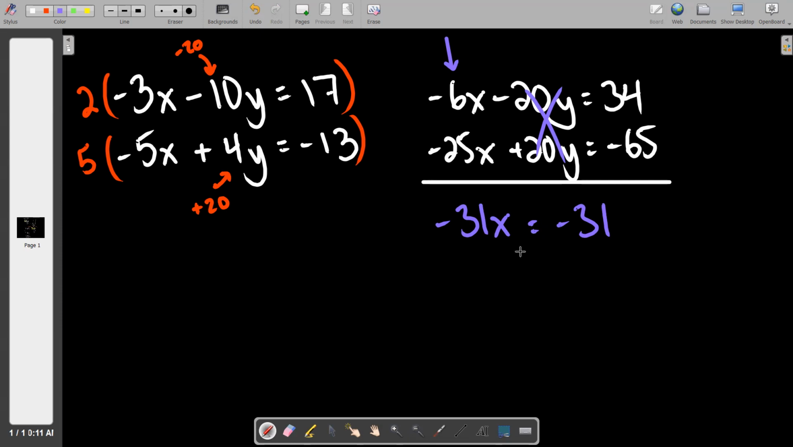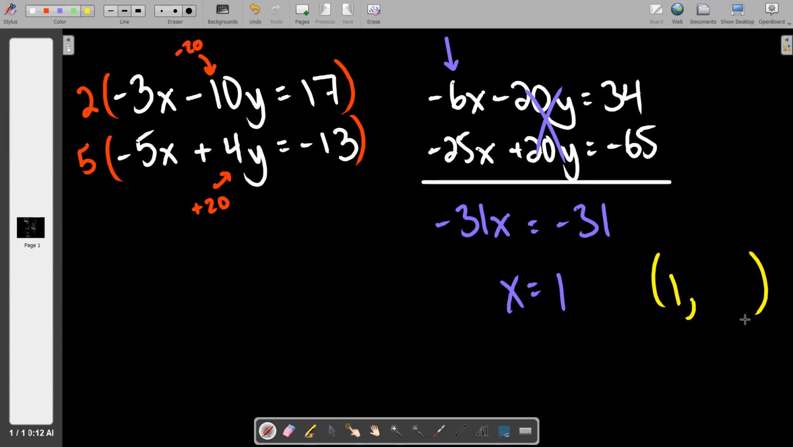Divide both sides by negative 31. What's X? Done. So our answer looks like, I'll write it over here. I'm trying to always use yellow. So if you see yellow, it's me writing the final answer, right? Generally. So how are we going to find the Y?